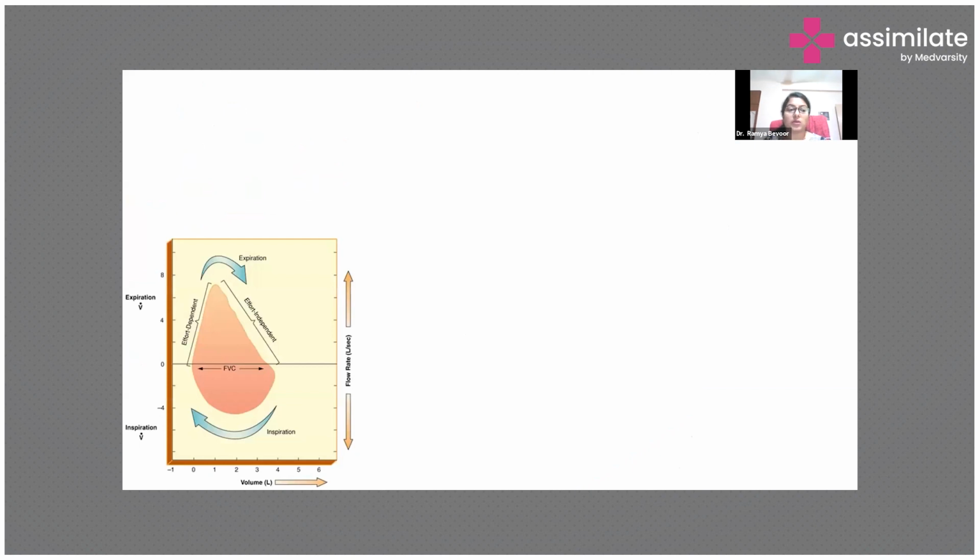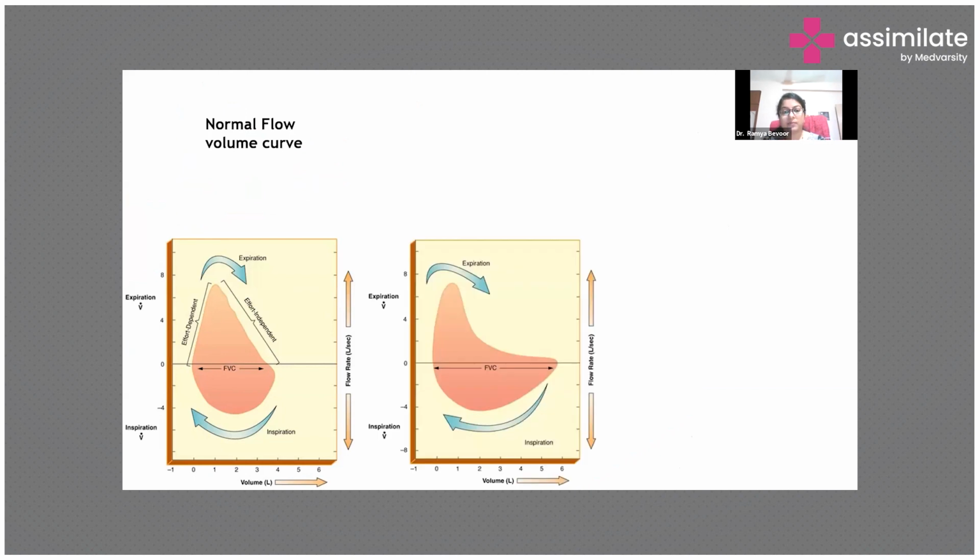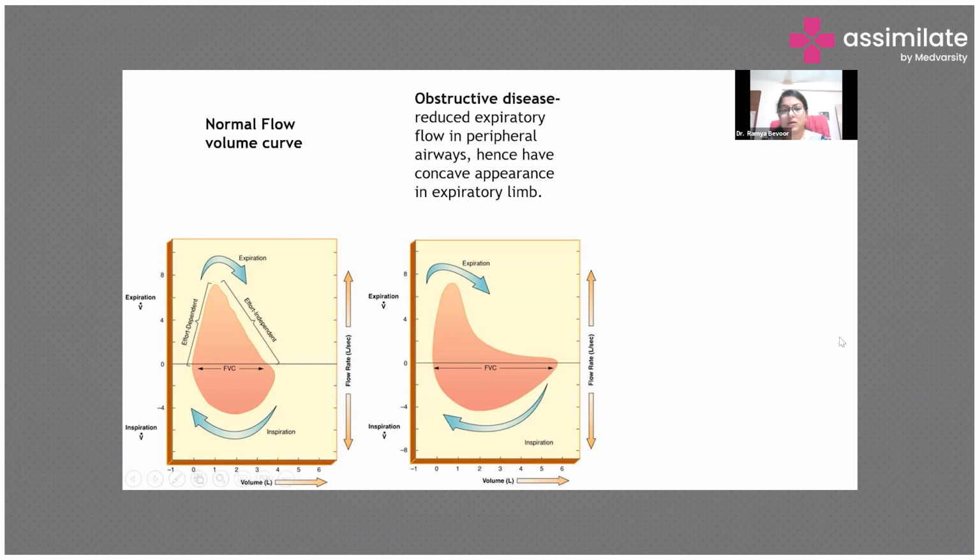So for example, this is what a normal flow volume curve looks like. You have a negative inspiratory limb, and then you have a positive expiratory limb. Can you tell me what this probably is? Is it obstructive or restrictive? Okay, so we have answers saying this is obstructive, COPD obstructive. Yes, COPD is an obstructive disease. So this is basically an obstructive flow volume curve.